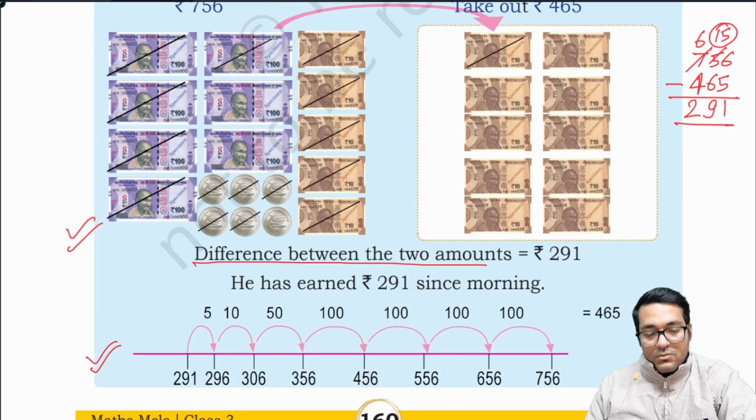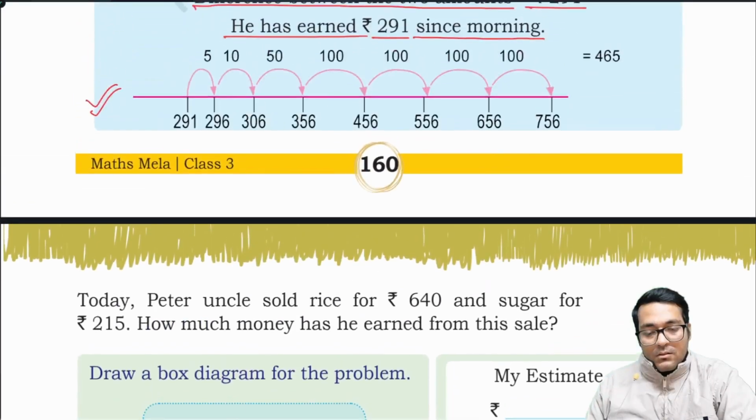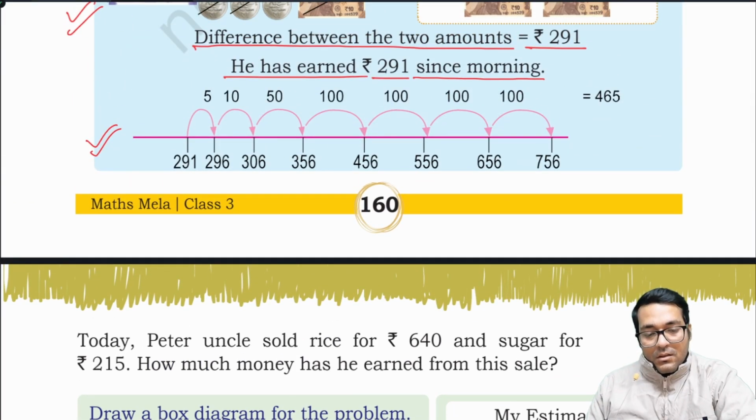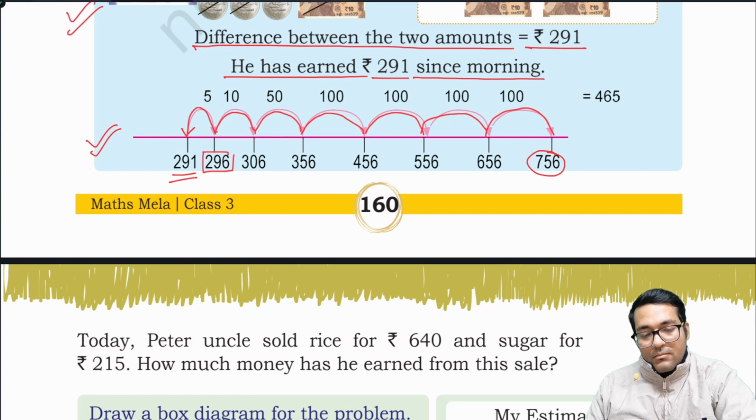Difference between the two amounts is equal to 291. He has earned rupees 291 since morning. On the number line, here 756. You have to decrease that by 465. 100, 200, 300, 400, 450, 460. You will get 296 and then 5 less than that is 291.